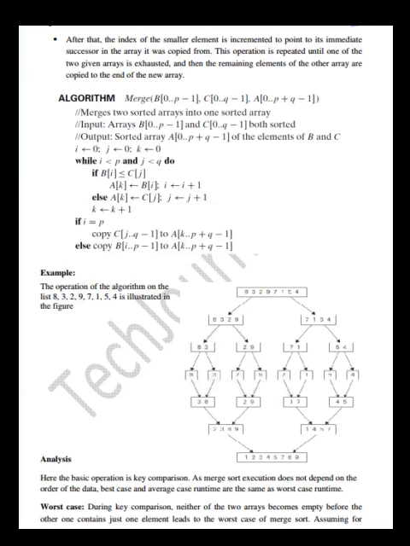After that, the index of the smaller element is incremented to point to its immediate successor in the array it was copied from. This operation is repeated until one of the two given arrays is exhausted, and then the remaining elements of the other array are copied to the end of the new array. See the algorithm and example with figure.